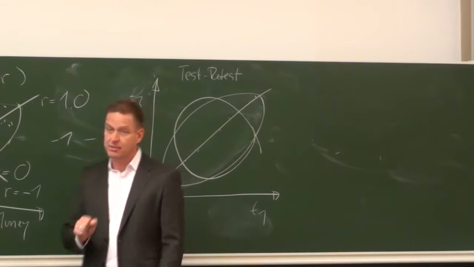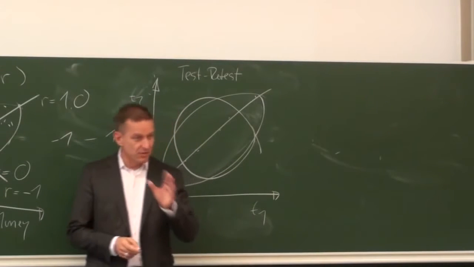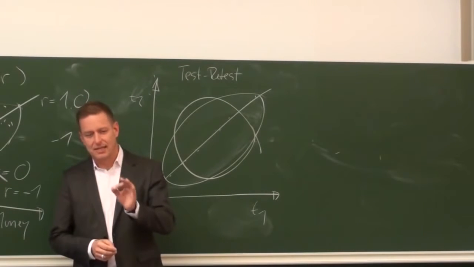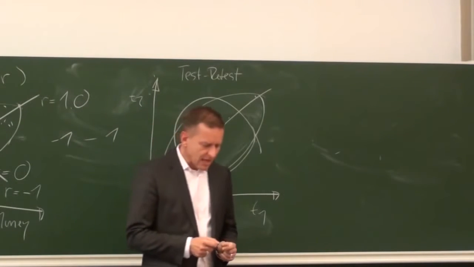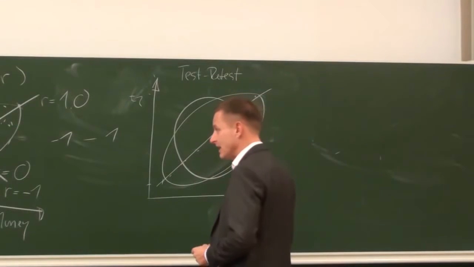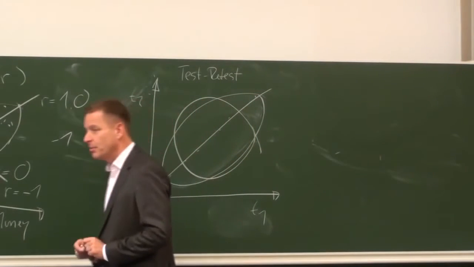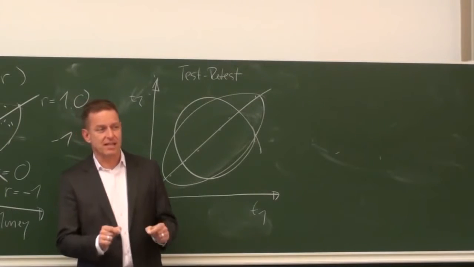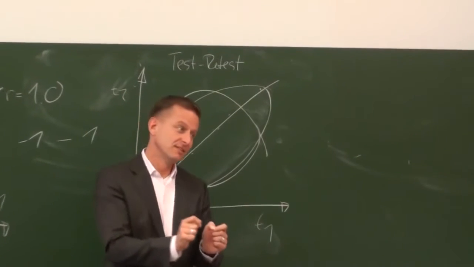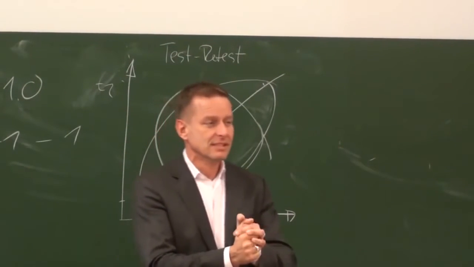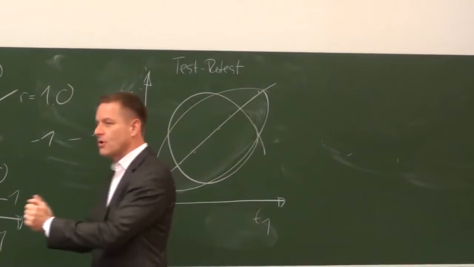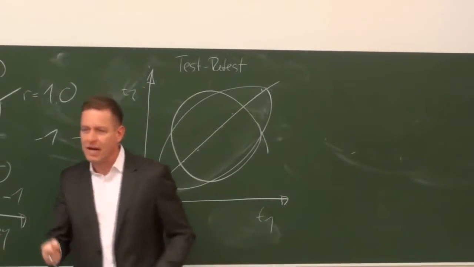Let me add one question to this. And if you really answer this question well, you really got it. Is it possible that a method is reliable but not valid? Reliable but not valid. Is there any idea? Yes, of course. I have an example.